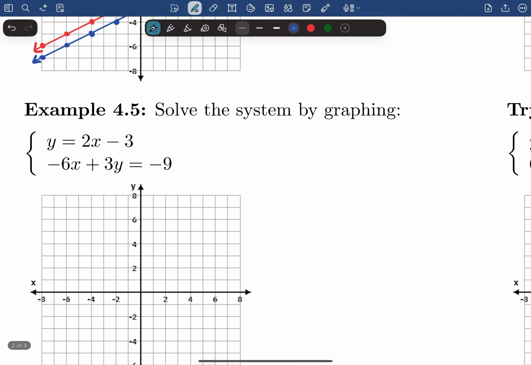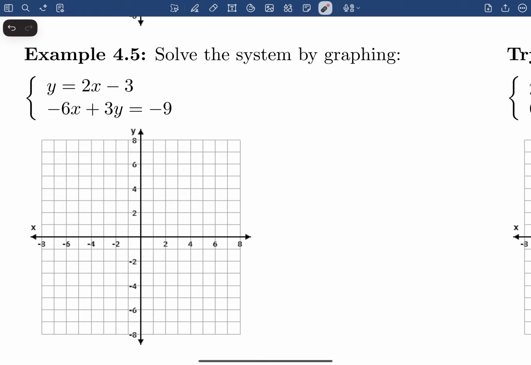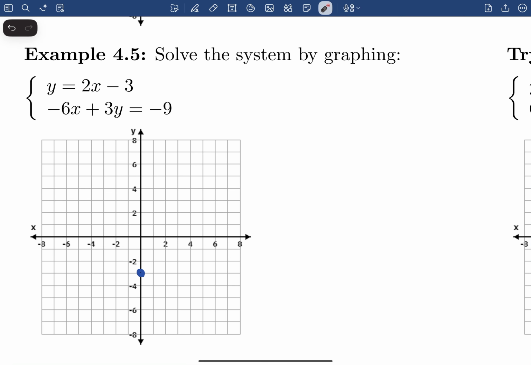Example 4.5. We'll try this one more time, graphing a system. So, I start out and I see my system, and I notice the first one's in slope-intercept form. Great. Let's go ahead and graph it right away. So I'm going to do that in blue. I go to negative 3 on the y-axis, and I apply the slope. It's up 2 over 1, right? Positive 2, 2 over 1.